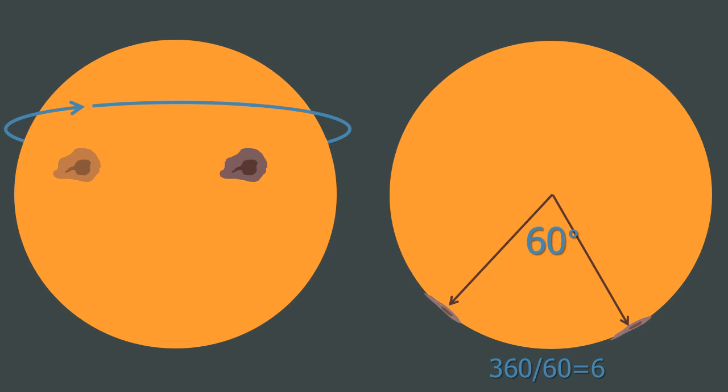So if it takes 5 days for this sunspot to move across a sixth of the Sun, it would take 5 times 6, or 30 days, to complete a full rotation. Therefore, at that latitude on the Sun, the rotational period is 30 days. This is how astronomers determine the rotational period at different heights on the Sun, at different latitudes.